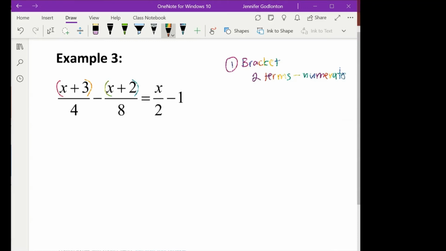Okay, cool. Next step, we do the same thing that we did and we put everything that doesn't have a denominator, we're going to give it a denominator of 1. So now I'm going to have (x plus 3) over 4 minus (x plus 2) over 8 is equal to x over 2 minus 1 over 1. So we gave things that don't have a denominator of 1. That was the only change in that step. What's my next step, guys? What am I going to do?